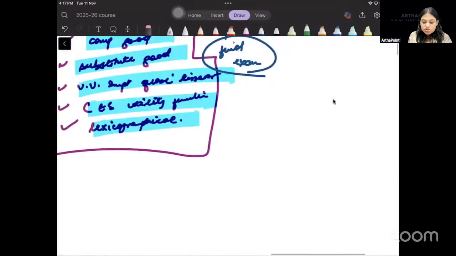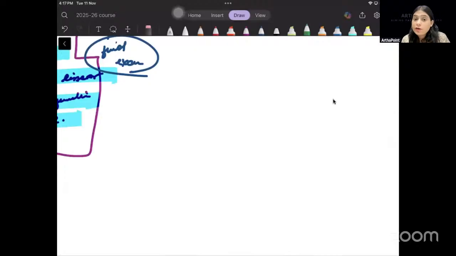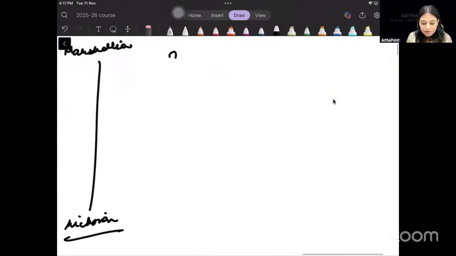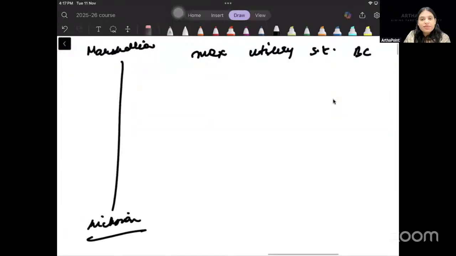The second thing which is important from the point of view of our exam is how to go from Marshallian to Hicksian and vice versa. So, I understand that I have found out Marshallian. In Marshallian, what do we do? We maximize utility subject to budget constraint. And in Hicksian, what do we do? We minimize expenditure subject to a given level of utility.